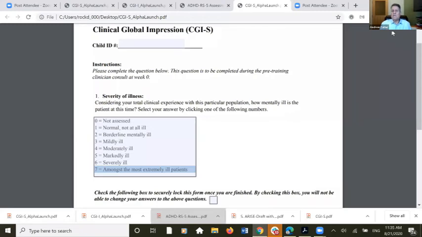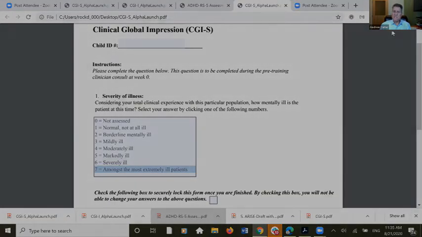A 7 would be the most extremely ill, amongst the most extremely ill patients you've ever seen, the worst cases of ADHD you've ever seen. Typically, those are not enrolled in clinical trials, but it's certainly possible that they are. So that's the essential concept of the CGI-S.